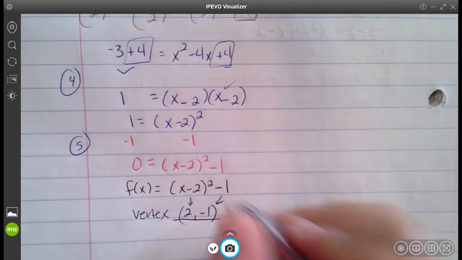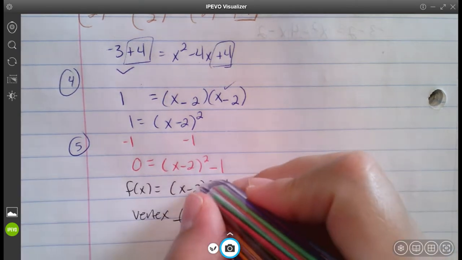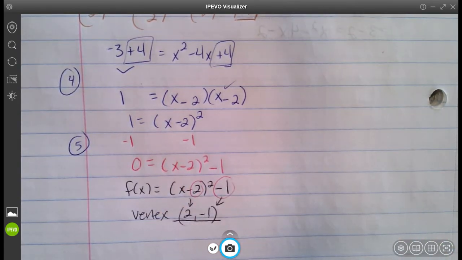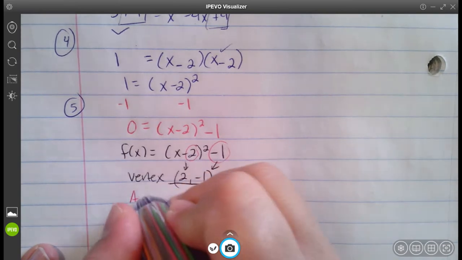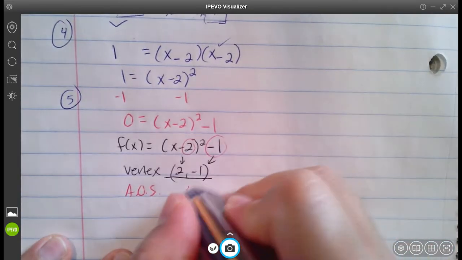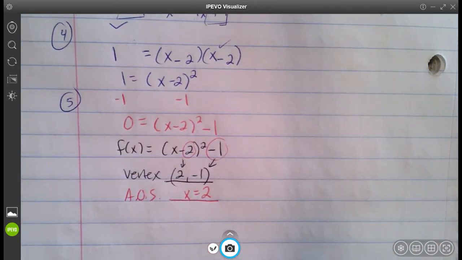Remember, we just get it from our h and our k, which in this case is this guy and this guy here. If I wanted to find the axis of symmetry, I didn't ask for it, but it's not that hard to find. Our axis of symmetry, or AOS, would just be the same as that x value. So x is equal to positive 2. So that gives us the vertex and the axis of symmetry.